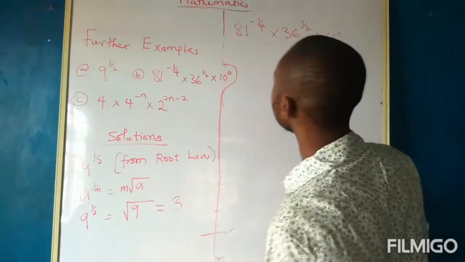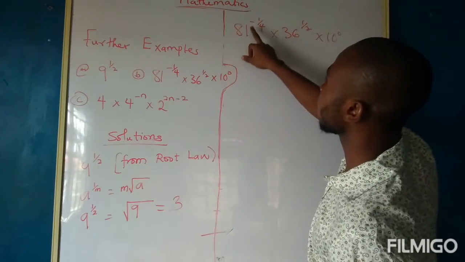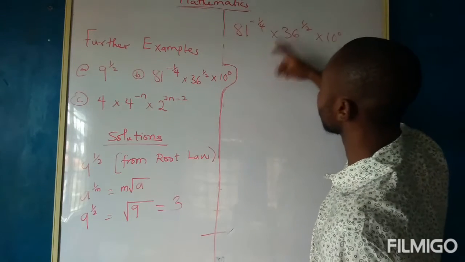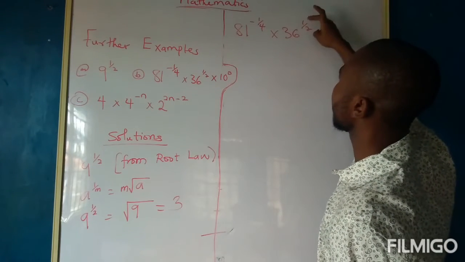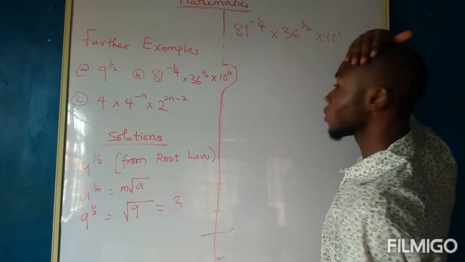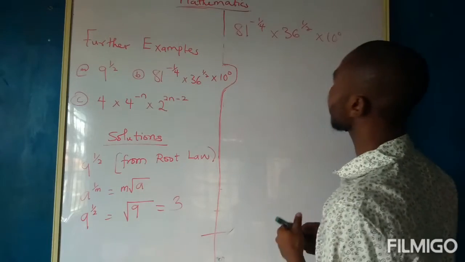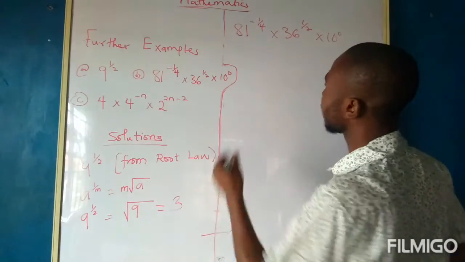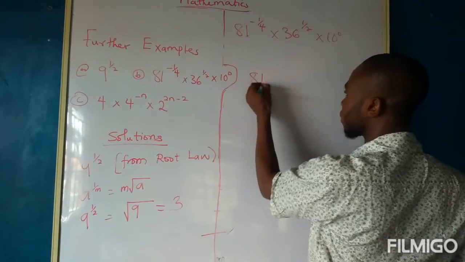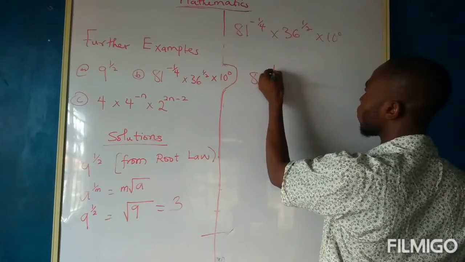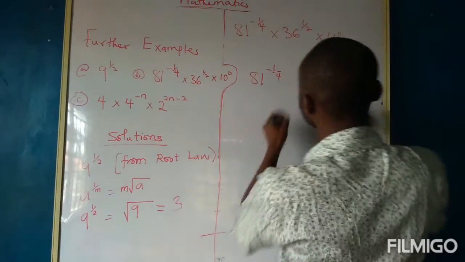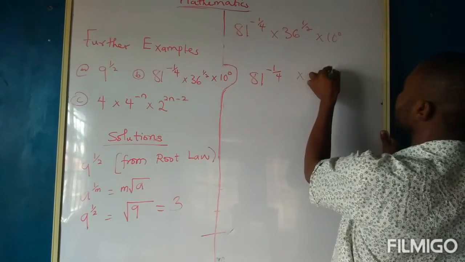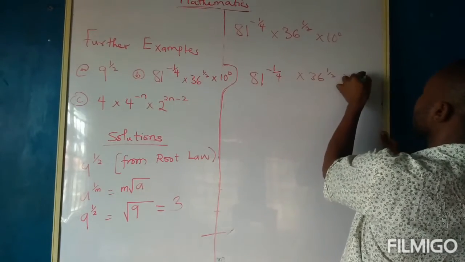Now, for this question, we have 81 raised to the power minus 1 over 4 multiplied by 36 raised to the power 1 over 2 and 10 raised to the power 0. Now, each of these has different attributes. The first one, we have 81 raised to the power 1 over 4, multiplied by 36 raised to the power 1 over 2 and 10 raised to the power 0.